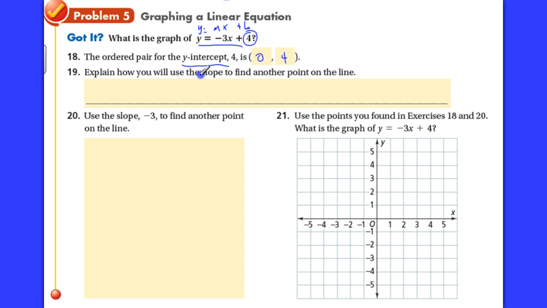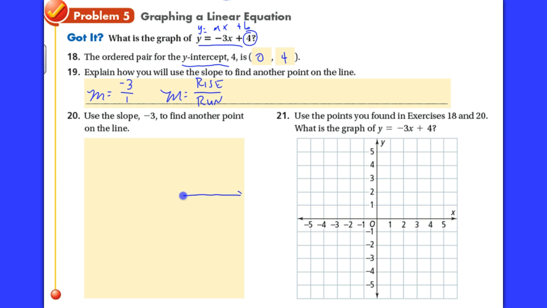Explain how you use the slope to find another point on the line. Well, here's what we know. We know that the slope is -3. Now you might think of that as -3 over 1. And we also know that slope is the rise divided by the run. Okay, so it says use the slope to find another point on the line.